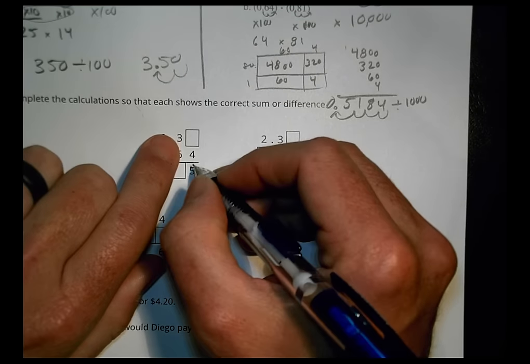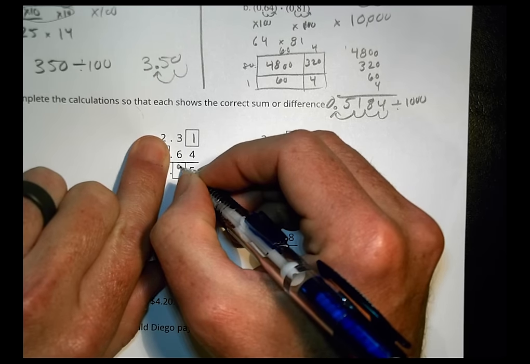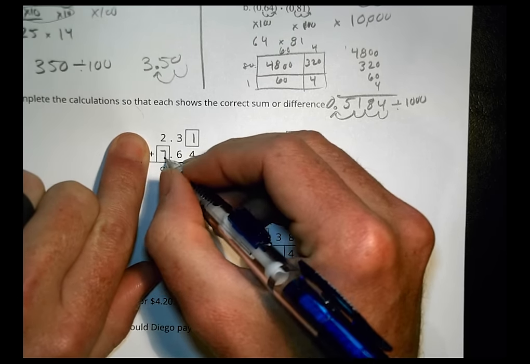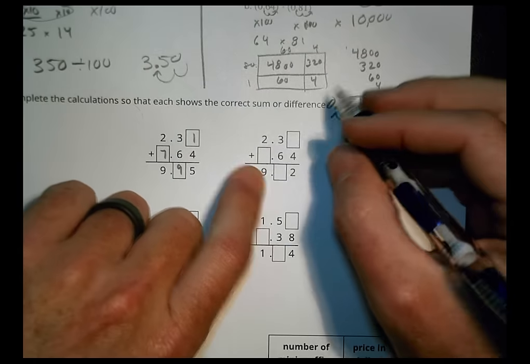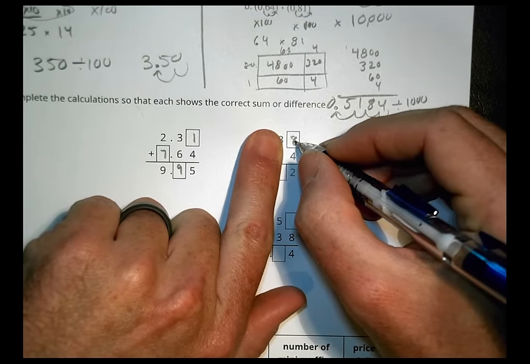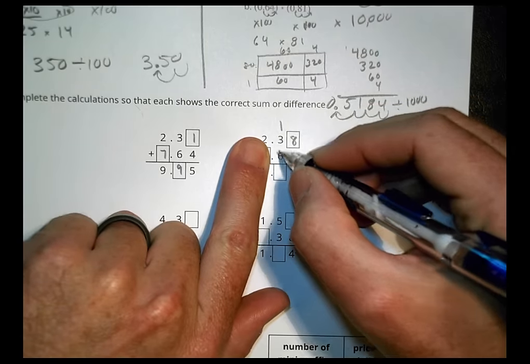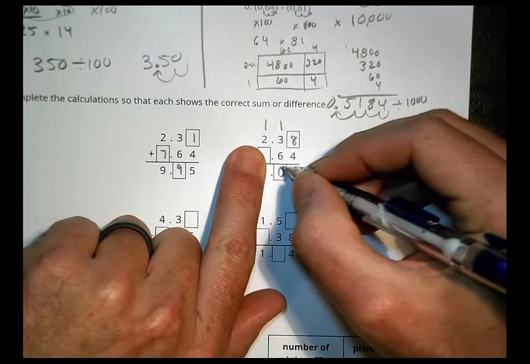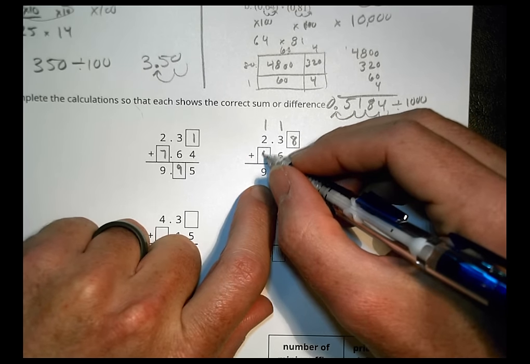So something plus 4 equals 5, let's go with 1. 3 plus 6 is 9, and 2 plus 7 is 9. That works. Okay. Adding here, so what plus 4 equals 2? We're going to have to go with 8, because 8 plus 4 is 12, so we carry the 1 there. So now 1 plus 6 plus 3 is 10, and 1 plus 2 is 3. I got to get to 9, so I need 6 more to get to 9.